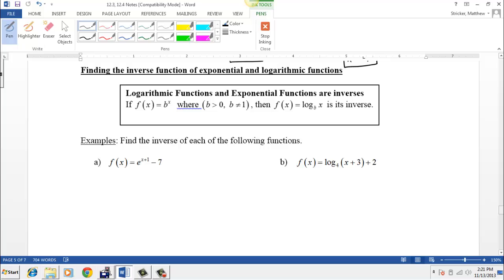Then, of course, the last thing we could do here is we could find inverse functions, and we have logarithmic functions.